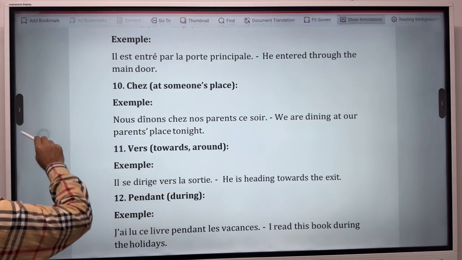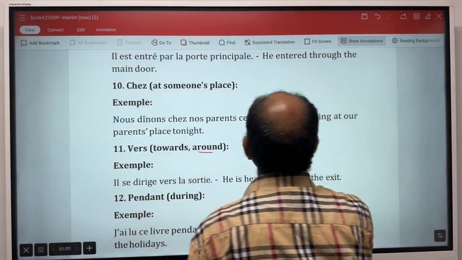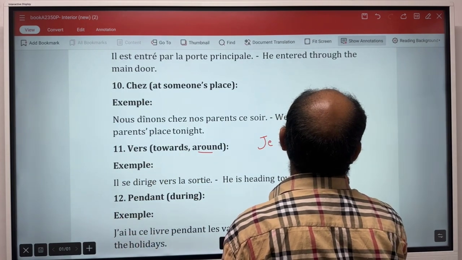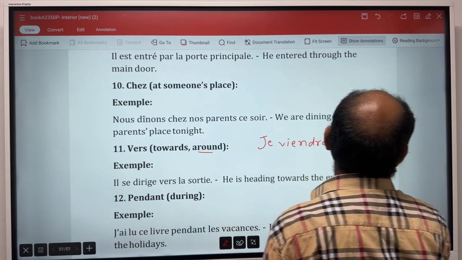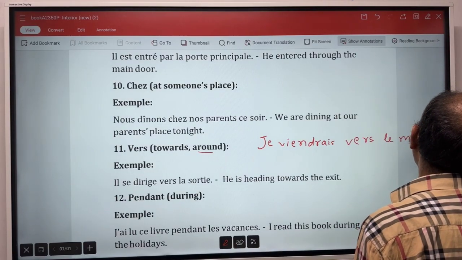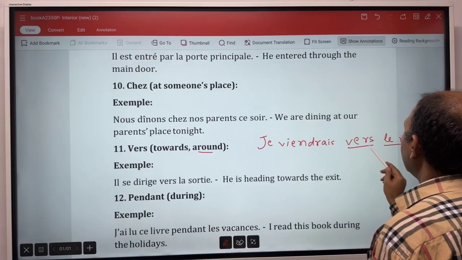Here, another meaning of vers is around. Example, je viendrai vers le midi. I will come around 12 noon. Vers? Around.